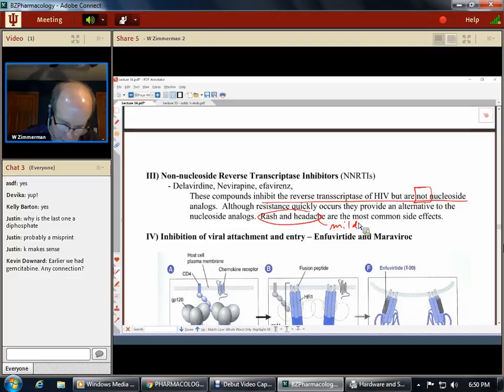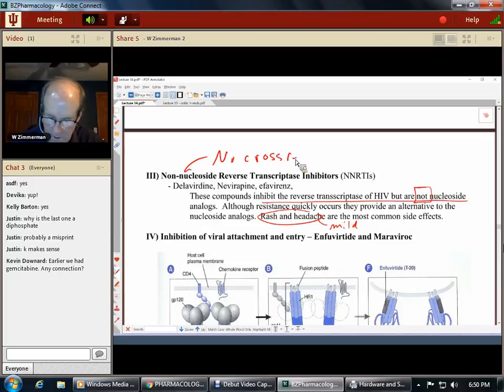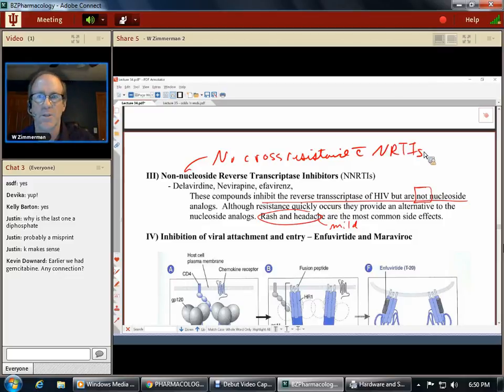Another note. These have no cross resistance with the NRTIs. So if somebody's become resistant to the zidovudine, and you want to go with a non-nucleoside, you don't have to worry about cross-resistance.